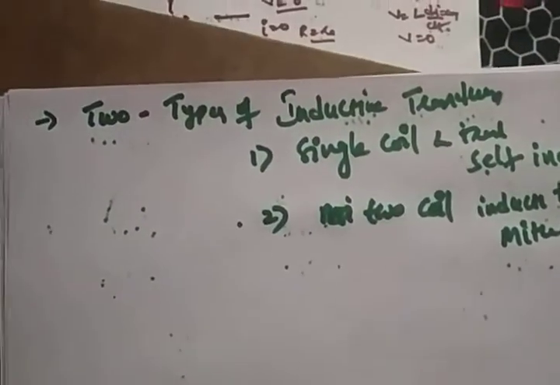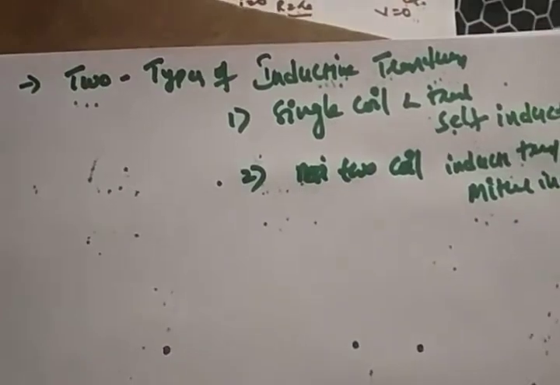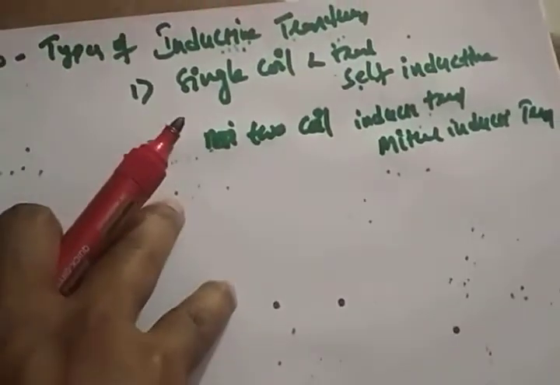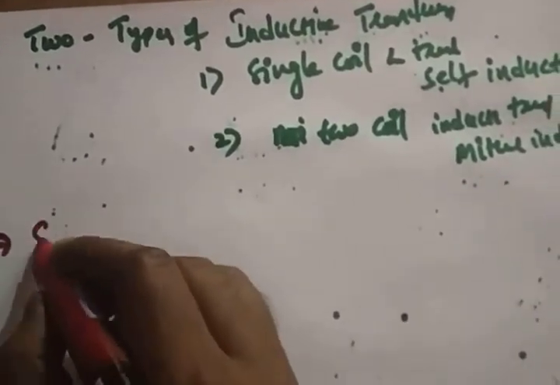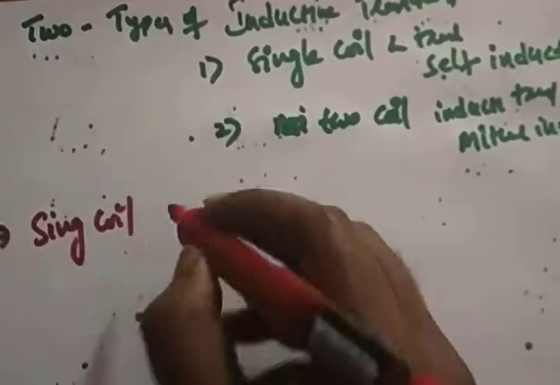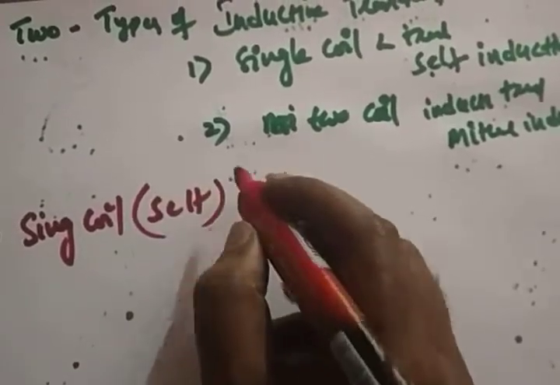Now we'll discuss the single coil inductive transducer. It is simple in construction and simple in logic. The logic is that if you want to find out a motion or a non-electrical quantity, it can be measured by changing the inductance itself. That is the concept. So first we call it a single coil or self-inductive transducer.